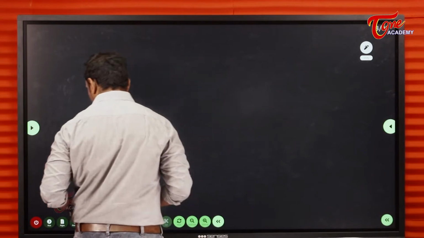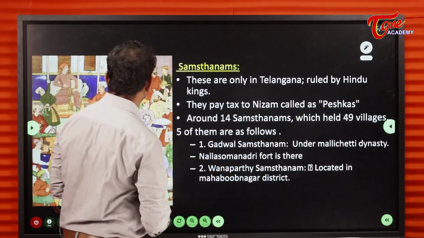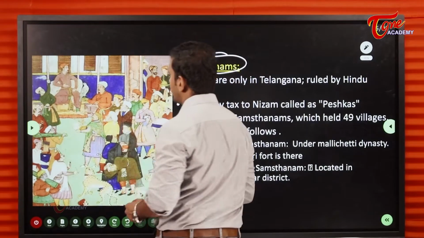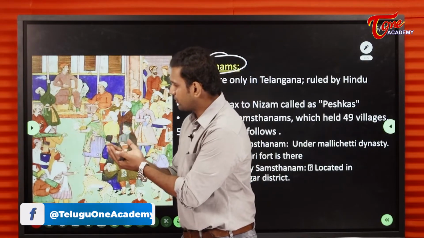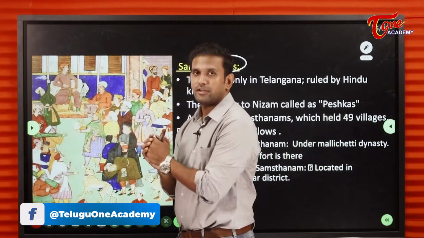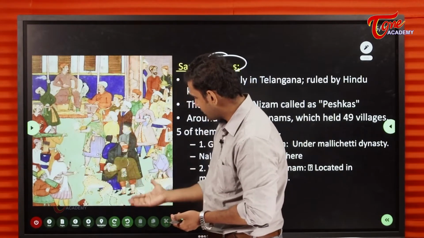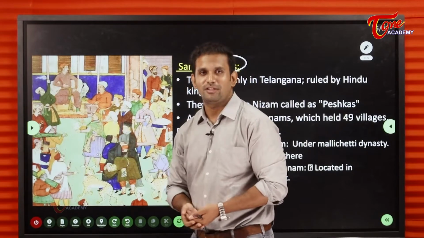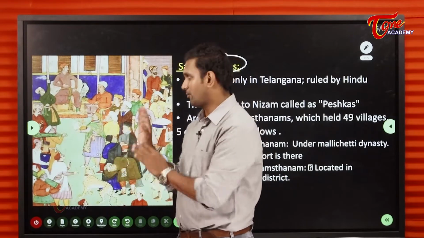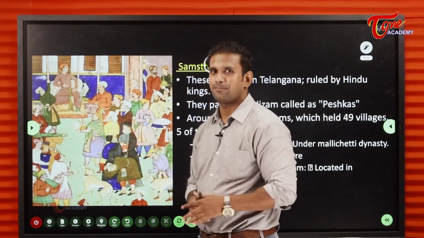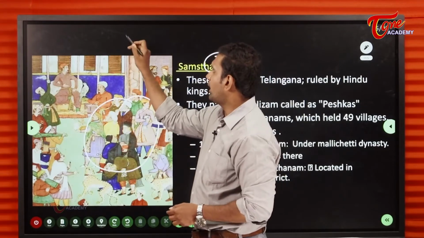See, the first one we will go ahead with the very small topic, that is Samsthanas. What is that? Samsthanas. You can see that in Samsthanas there are kings, and they are coming up with gifts and giving them to the king. They brought tigers also to give to the Nizam. Not exactly, the picture is not obviously with the Nizam, but just for your imagination, I have given you one picture. The king is there, a lot of people are gifting. Suppose that all of these are in Hyderabad state.